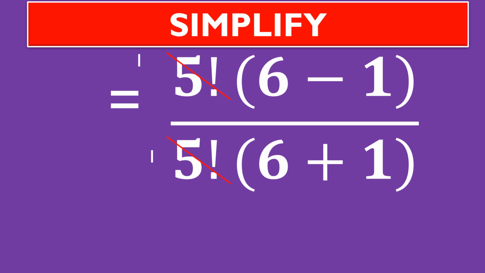6 minus 1 is 5. And then you have your 6 plus 1 at the bottom. 6 plus 1 is 7. So your simplified version is simply 5 over 7. And that is the solution to the simplified factorial expression.